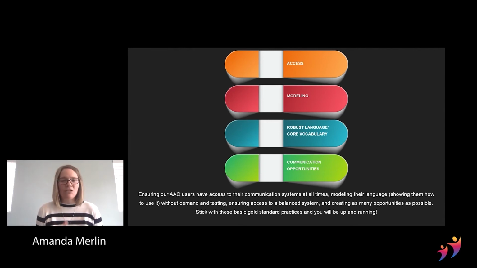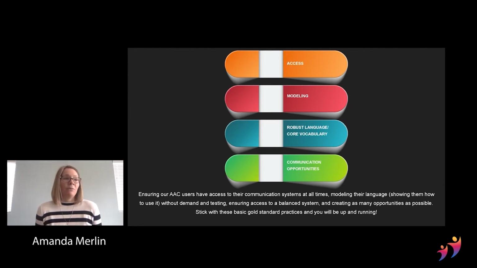People learning a language need access to that language. So if we don't have our systems out and available, we can't use them. We can't see them. This is symbolic language. AAC is symbols. They need to see the language. They need to hear the language. They need to know it's an acceptable language to use.